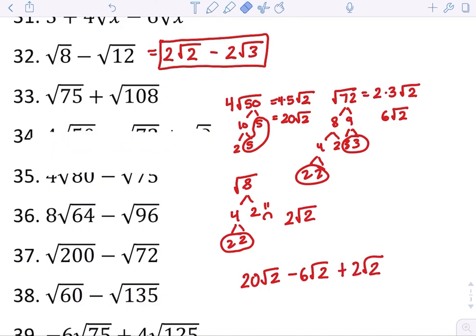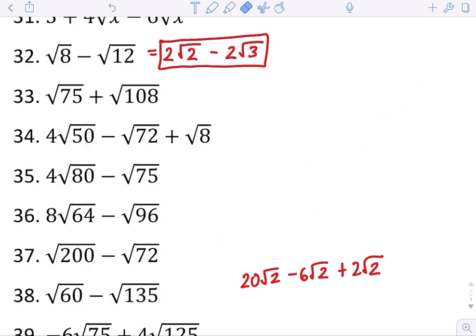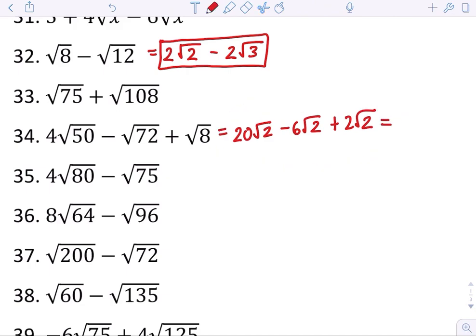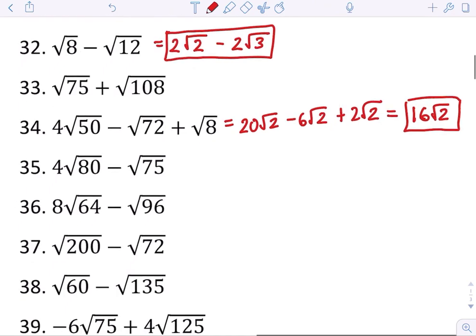So let's just erase all this work. And when we have to simplify this, you guys, they all have the same root and radicand, so we can combine all of them. So 20 minus 6 is 14. 14 plus 2 is 16. So 16 radical 2. It's a nice problem.